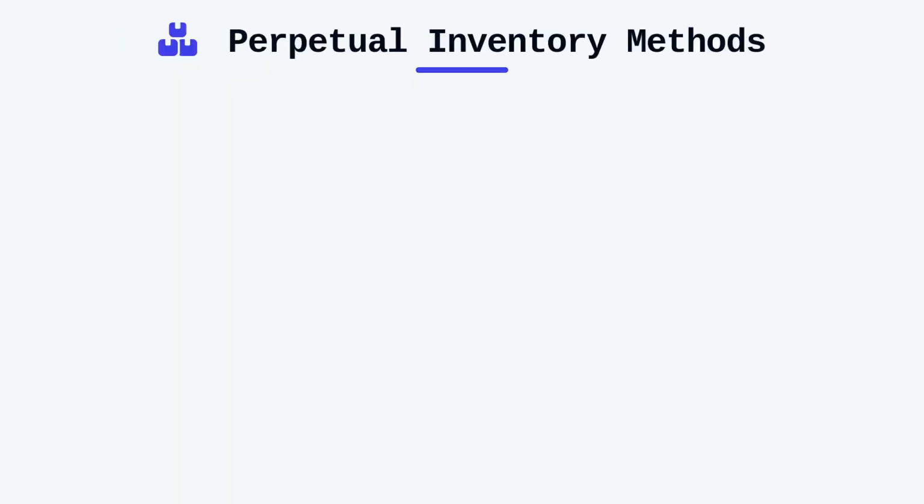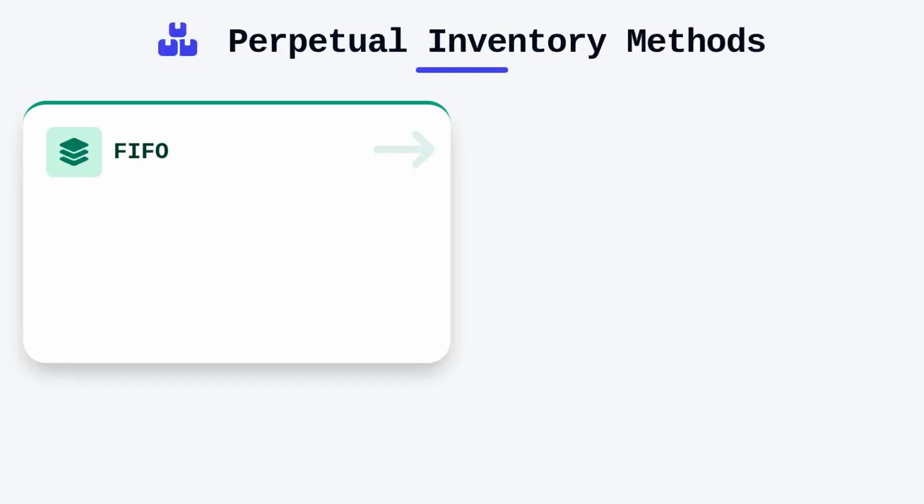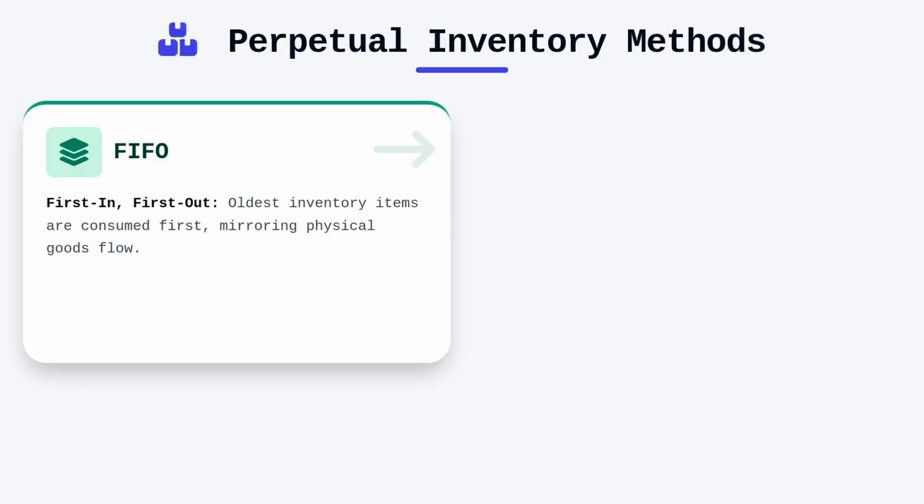Moving beyond static standards, we encounter the perpetual inventory methods such as first in, first out, or FIFO. Under the FIFO paradigm, the system assumes that the oldest items in your inventory are the ones being consumed first, which usually aligns with physical goods flow in most warehouses.